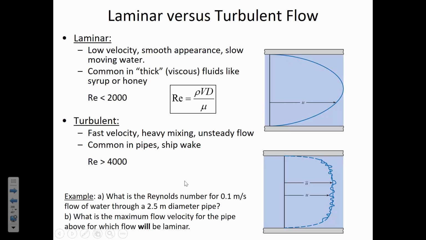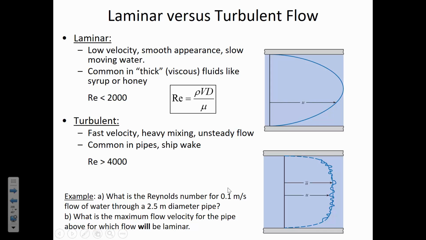So just to get some practice calculating the Reynolds number, I'd like you to first, in step A, calculate the Reynolds number for water that's flowing through a 2.5 meter diameter pipe, and the velocity is 0.1 meter per second. Anybody have the viscosity of water memorized? You will by the end of the semester.